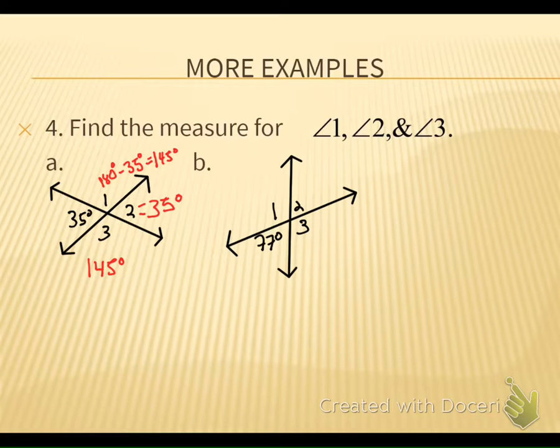On our second one, we had to still find that relationship. So what's the relationship between 1 and our 77 degrees? They're linear pairs, so I do 180 minus 77, which gives you 103 degrees. Angles opposite of each other are vertical, so what's angle 3 going to be? 103 degrees. And angle 2 is going to be 77 degrees.